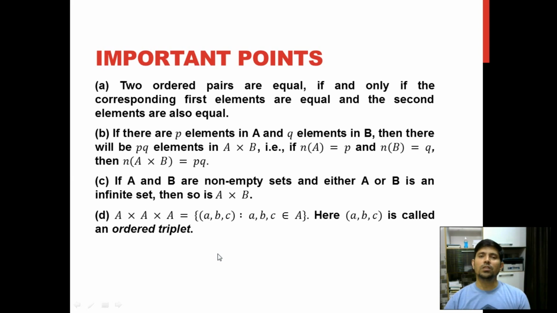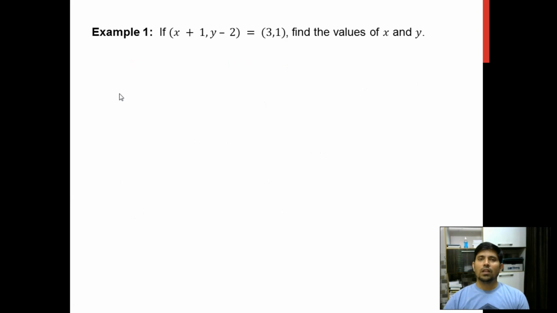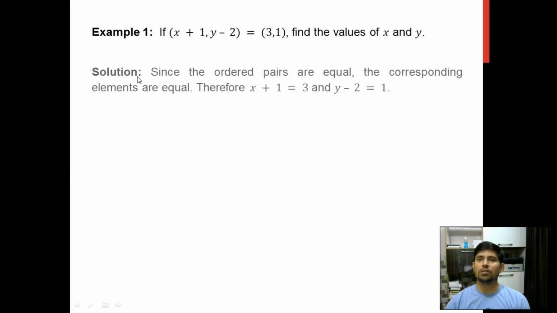Now we are going to discuss some examples on these. The first example: if this ordered pair and this ordered pair are equal, then we have to find the values of x and y. We have just read that if two ordered pairs are equal, then the first element equals the first one and the second element equals the second one. So we can write: x plus 1 equals 3 and y minus 2 equals 1. On solving this, 1 transposes to the other side, so x equals 3 minus 1, that is 2, and y equals 1 plus 2, that is 3. Hence the answer: x equals 2 and y equals 3. This is a very simple example.